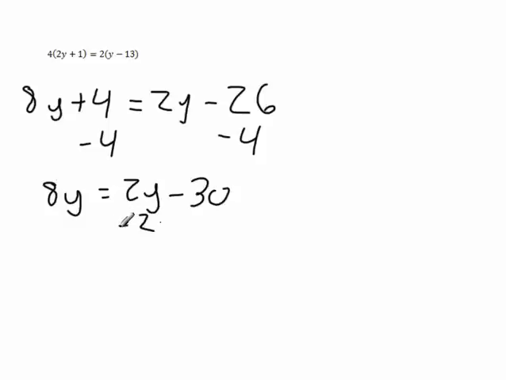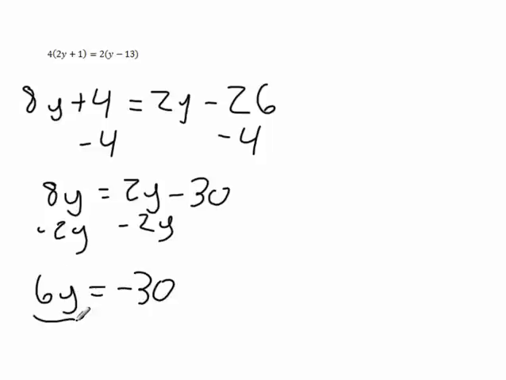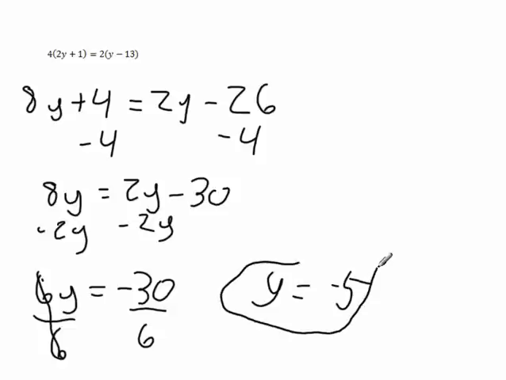And now I can subtract my 2y. And I'll have 6y equals negative 30. And I can divide by 6. And the 6's cancel, and negative 30 divided by 6 leaves me with a negative 5. Yeah, put a box around my answer.